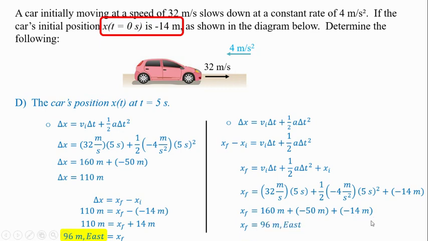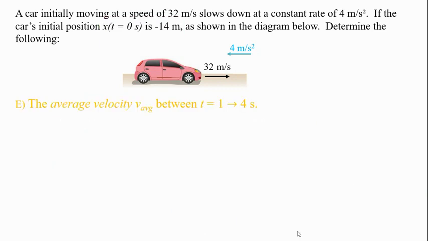If you do that properly on your calculator, you should also get a magnitude of 96 meters, which represents where the position is. And then it's got to be east because the car is moving to the right. So your final position is 96 meters on the number line.